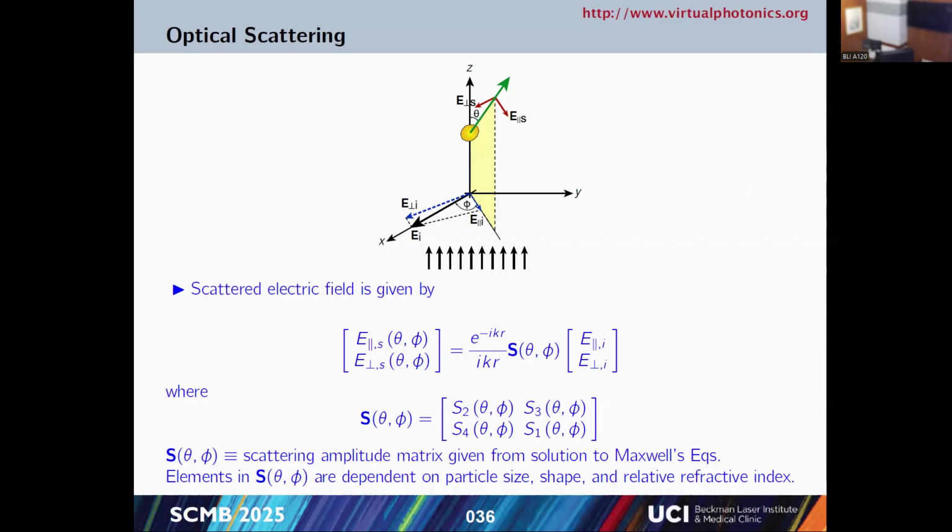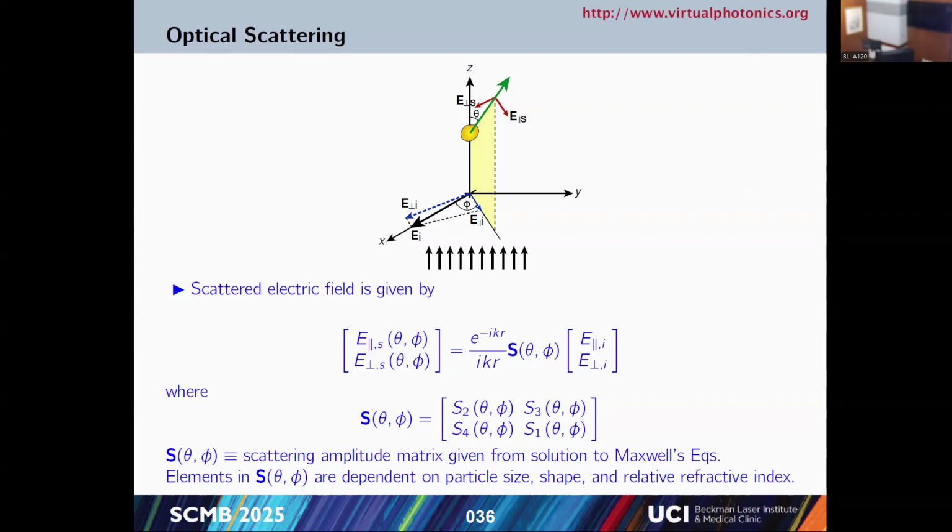And I kind of simplify things here. Technically, this should be a function of location as well. Because as I said earlier, the scattered wave evolves with space, but I'm just going to consider the far field distribution. In that case, the spatial variation doesn't change. And you can calculate the scattering amplitude matrix using Mie theory.